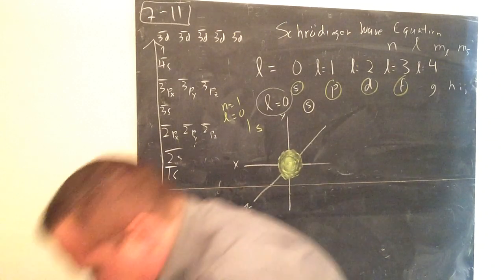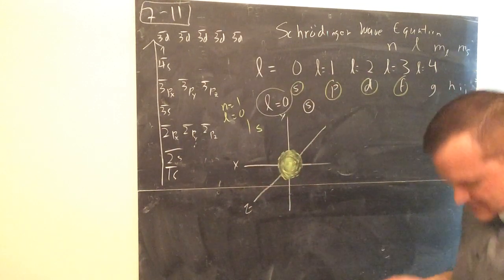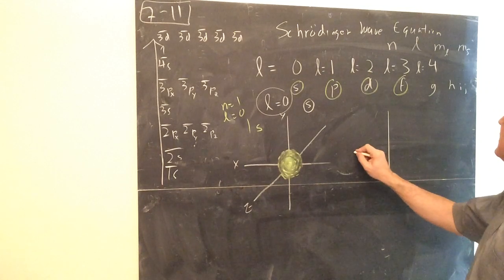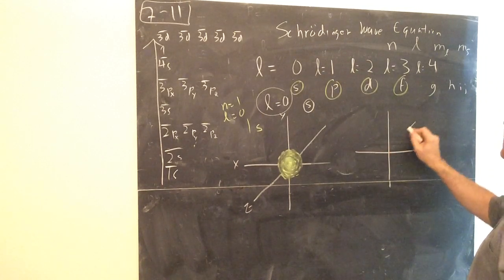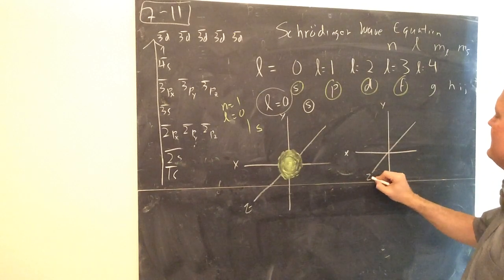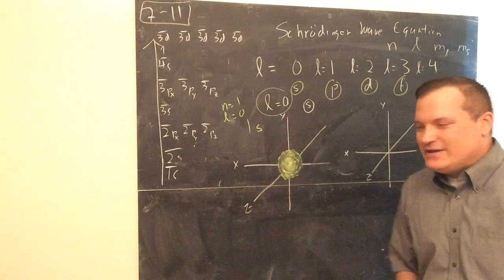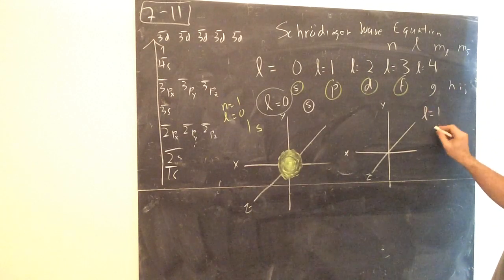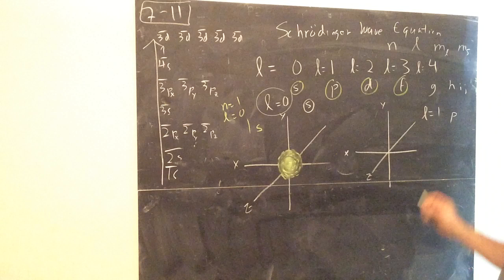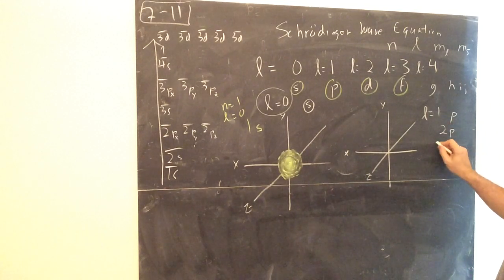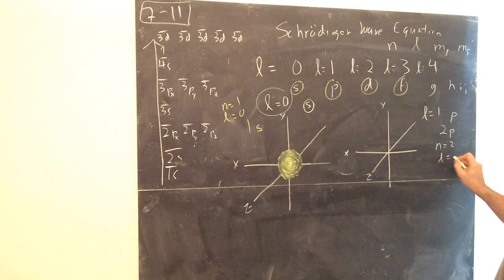Okay, let's use an orange one for the P's. So for the P orbitals, I'll draw it up here. Now, X, Y, and Z will matter. And now you'll see the shape of a P orbital. First of all, a P orbital is L equals 1. Let's just draw the 2P. For the 2P orbitals, n equals 2, L equals 1.